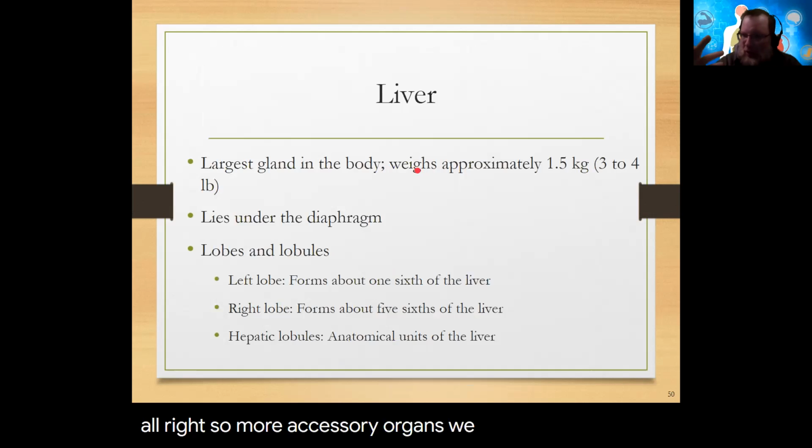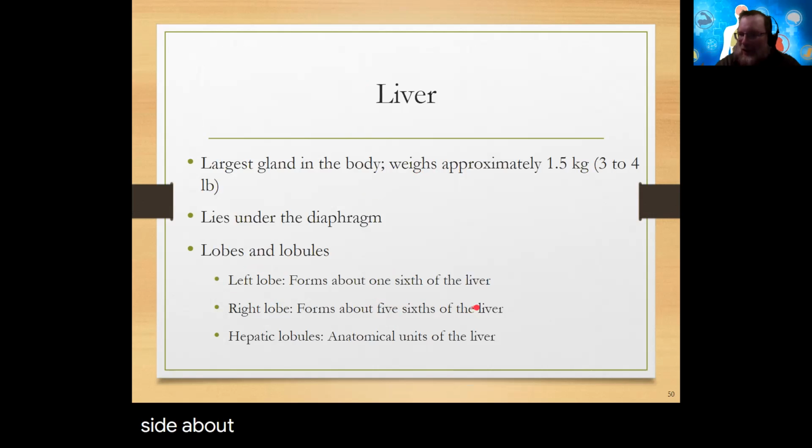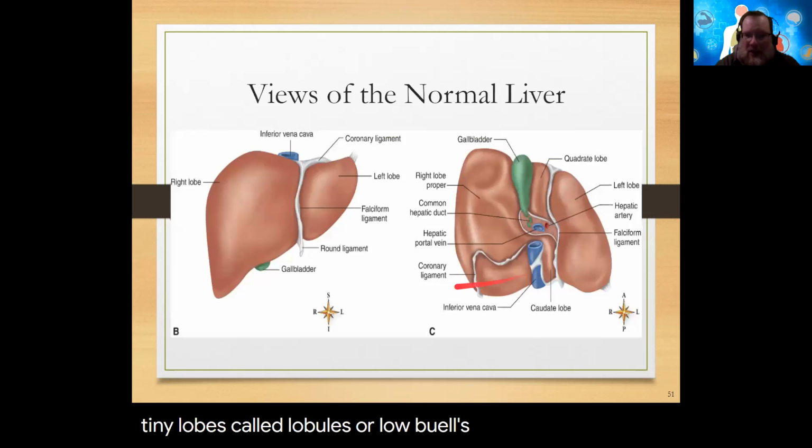All right, so more accessory organs. We see three more, and then we're done. The liver, the gallbladder, and the pancreas. The largest internal organ is the liver, around 3 to 4 pounds. It's going to be right under the diaphragm. The bulk of the liver is going to be on the right side. About 5/6 of the liver is the right lobe, and only about 1/6 is the left lobe. And then there are tiny lobes called lobules contained within, which we'll look at in a second. The micro lobules make up the tissue of these large lobes of the liver.